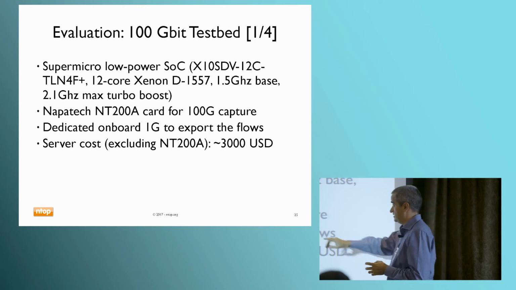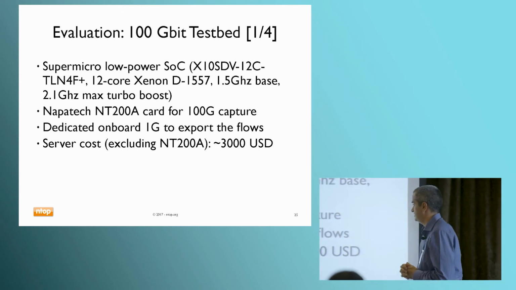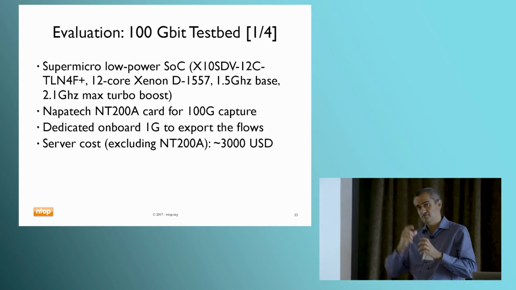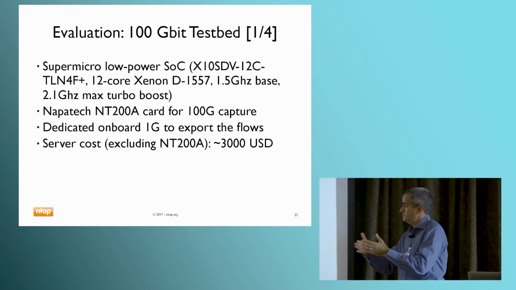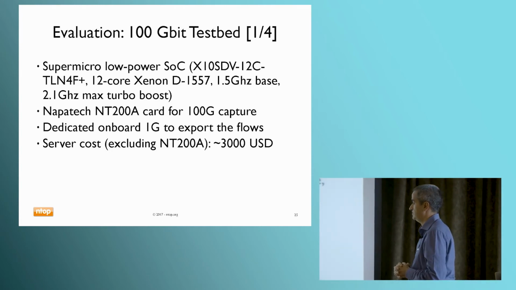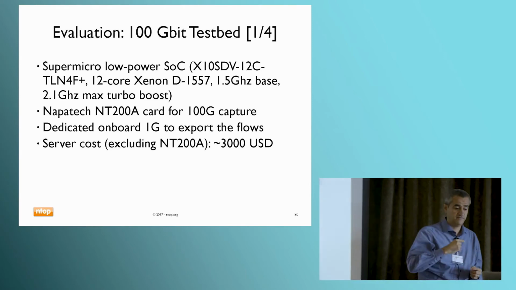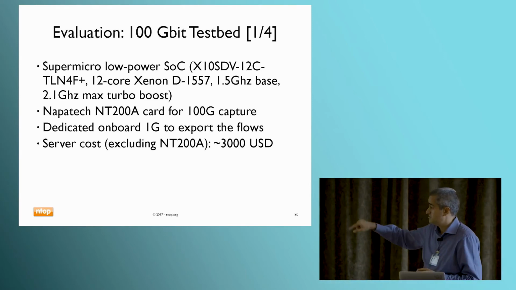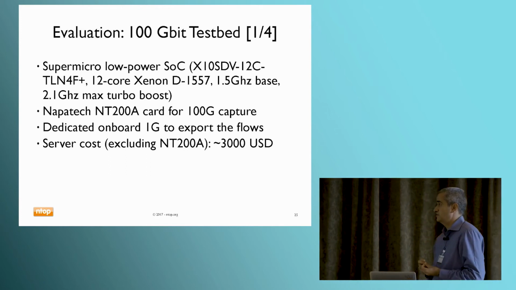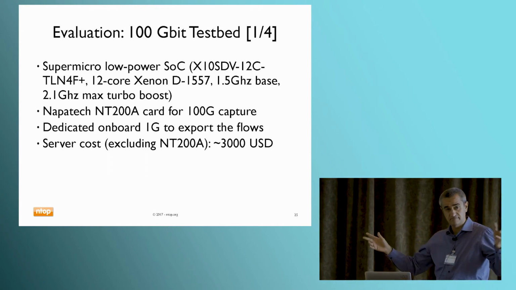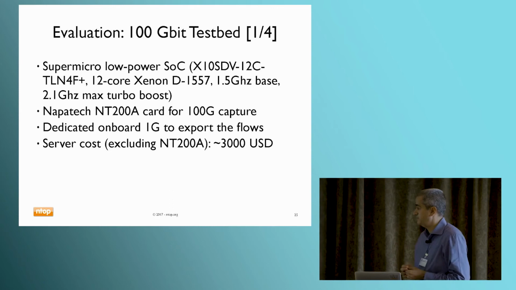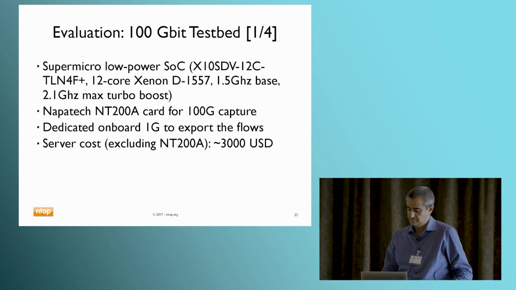So we have used the Ntop NT208. That is the newest generation. So it has two times 100, so you can do merging on the card, 100 gigabit. And then they have a 1 gigabit card for exporting traffic. The total cost of the hardware, not including the Ntop card, so motherboard, case, memory, everything, is below $3,000 US.